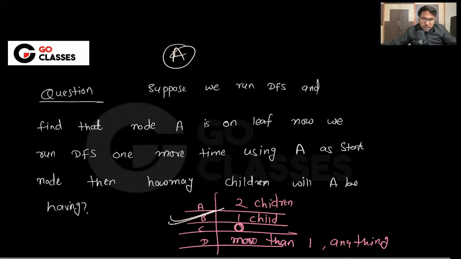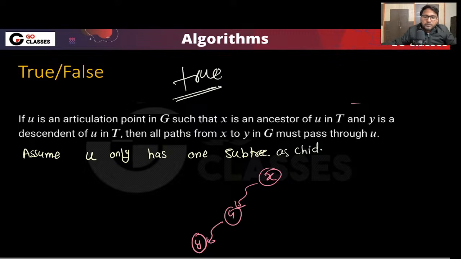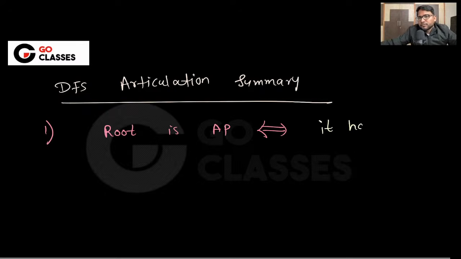I hope you understood. So let me quickly summarize everything that we have seen, and then we will do a question. So what is the summary? DFS articulation point summary. A root is an articulation point if and only if it has 2 or more children, basically, right?